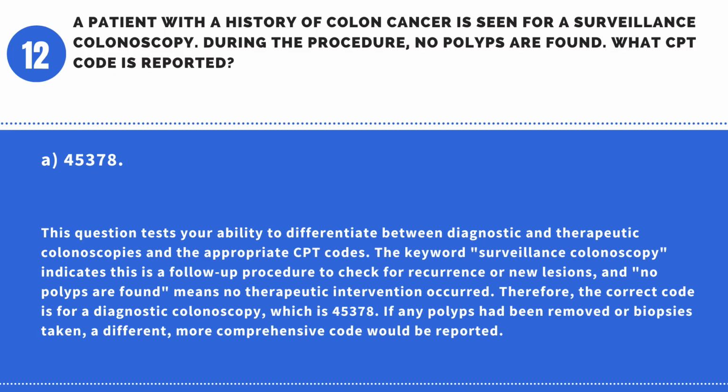Answer A, 45378. This question tests your ability to differentiate between diagnostic and therapeutic colonoscopies and the appropriate CPT codes. The keyword surveillance colonoscopy indicates this is a follow-up procedure to check for recurrence or new lesions, and no polyps are found means no therapeutic intervention occurred. Therefore, the correct code is for a diagnostic colonoscopy, which is 45378. If any polyps had been removed or biopsies taken, a different, more comprehensive code would be reported.